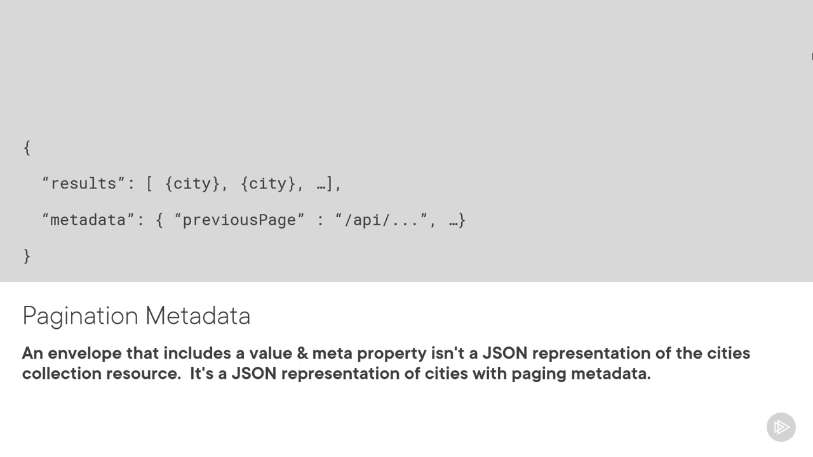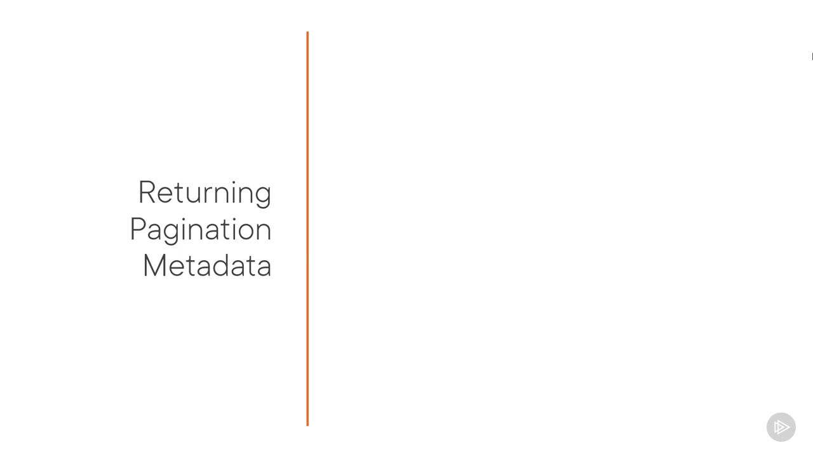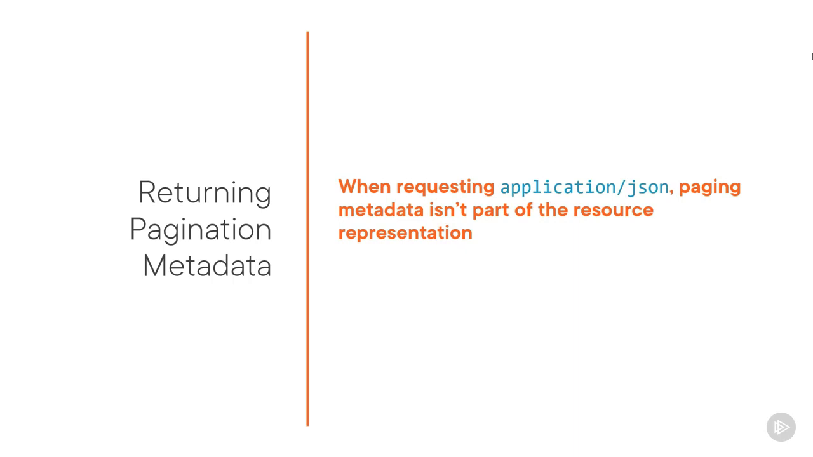Paging information isn't part of the resource representation. It's metadata related to that resource. And metadata, that's something that's put in a response header. The consumer can then parse that header to get that information. So, a good place to put pagination metadata when returning is in a custom pagination header on your response, like X-Pagination. Let's do that in the next demo.